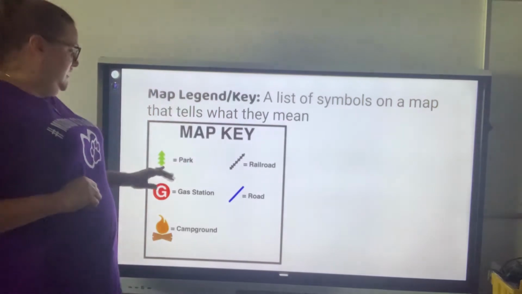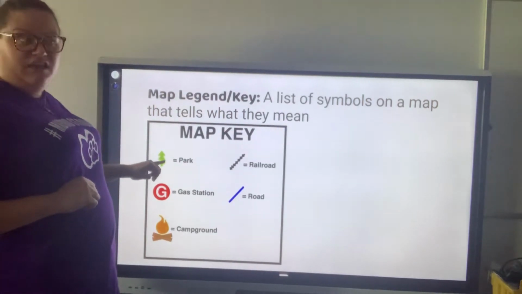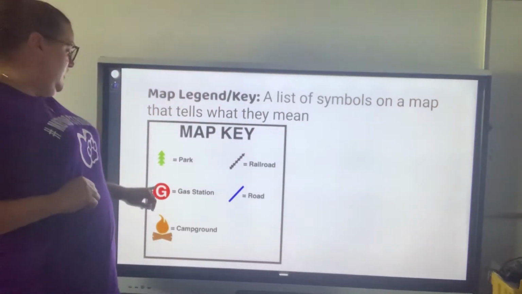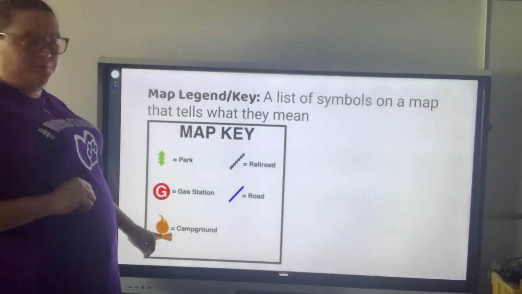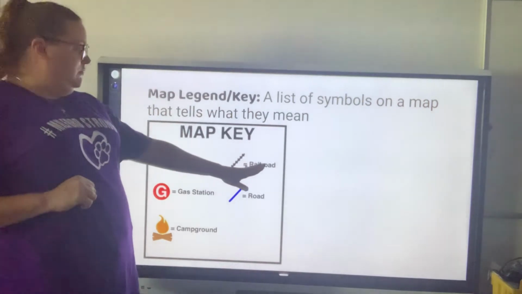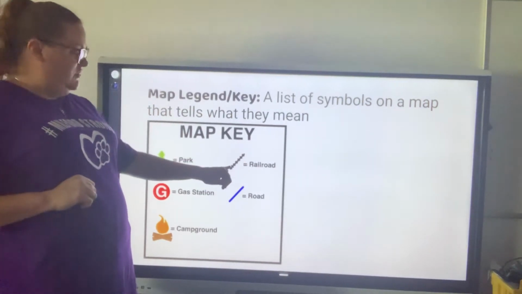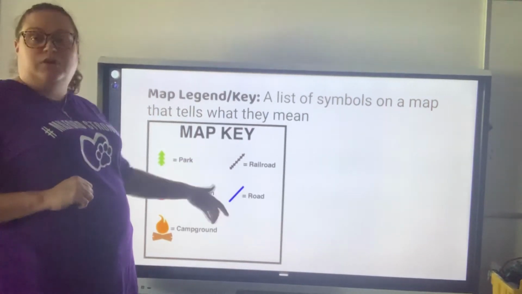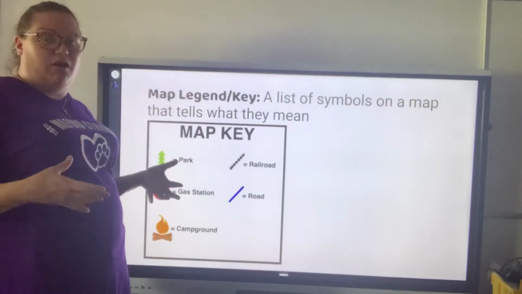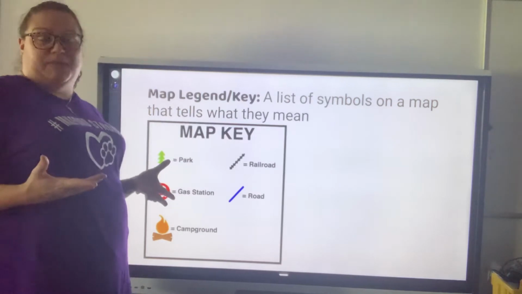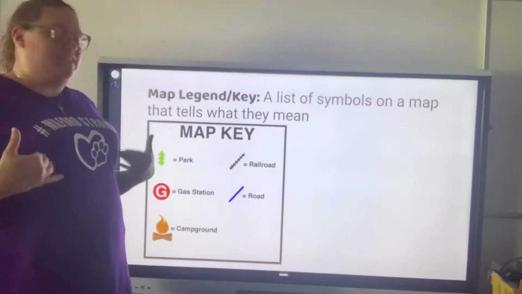So here's the key, and it tells us that this green tree isn't a forest, it's a park. There's a gas station where the G is. There's a campground where the fire symbol is. There's a railroad, and that's like kind of a checkered line, and then the blue line is the road. So symbols are really important on maps because we might think we know what they are, but depending on the map and how the map key works, it's good to know what the symbols are going to be.